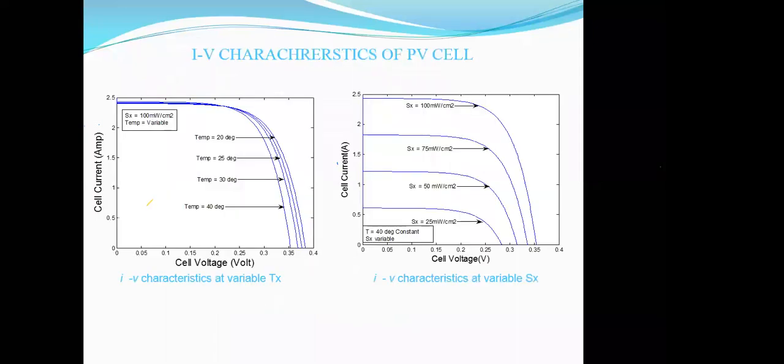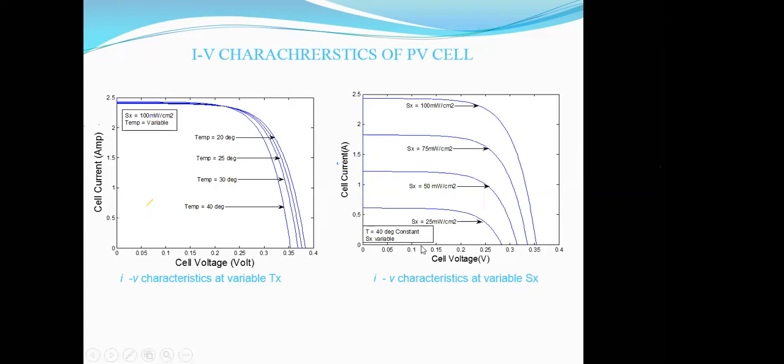By varying the temperature, we have seen, as we have increased the temperature from 20 to 40, the voltage level has decreased, as we expected. If we increase the temperature, the voltage level should decrease and current remains almost constant. This is all the simulation results of the MATLAB.